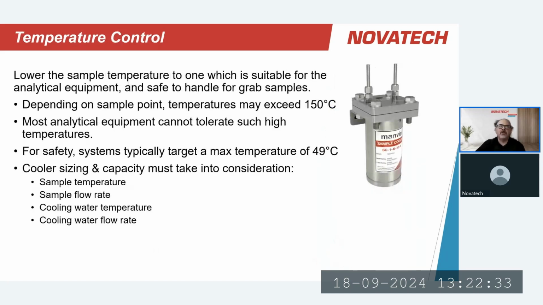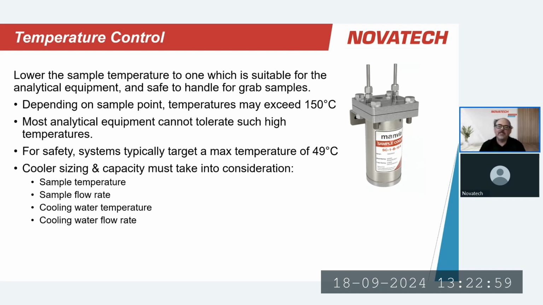So temperature control is relatively straightforward. The reasons are obvious. We have to condition the sample to a temperature that is suitable for the instrument or instruments that we're going to be feeding with it. If our instruments are only suitable for up to 70 degrees C and I'm bringing a sample in at 150 degrees C, that's clearly not going to work.